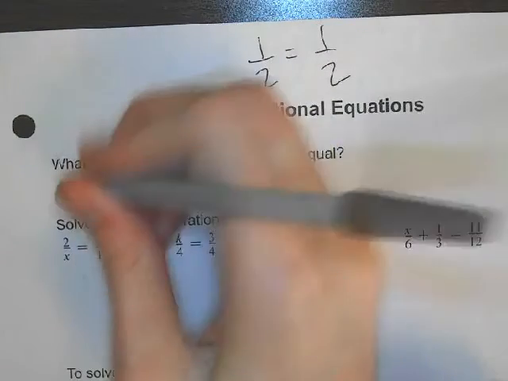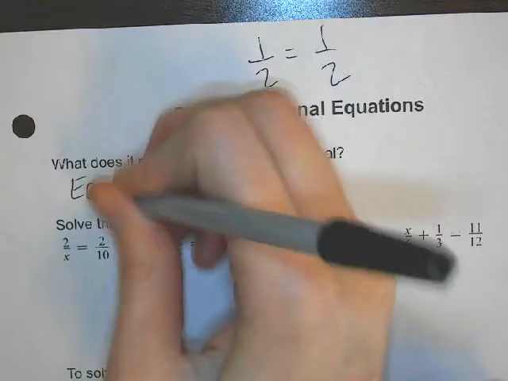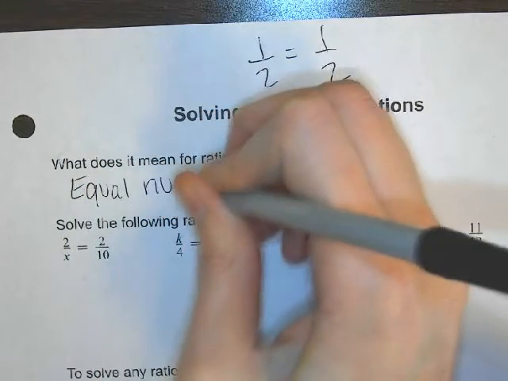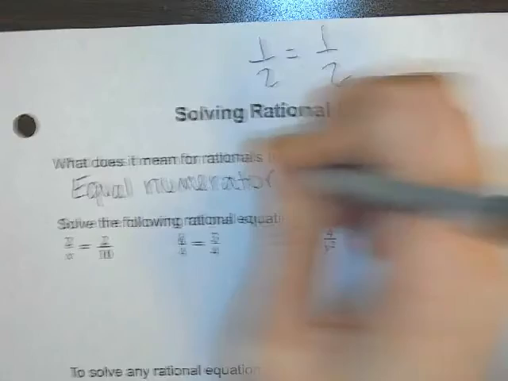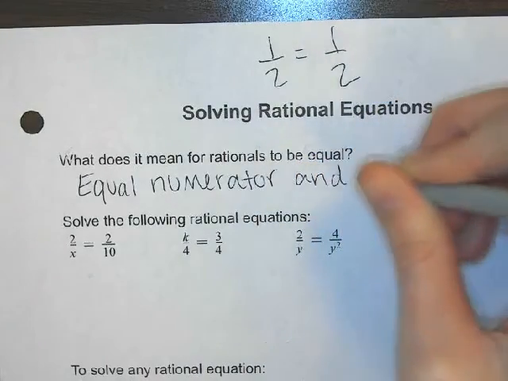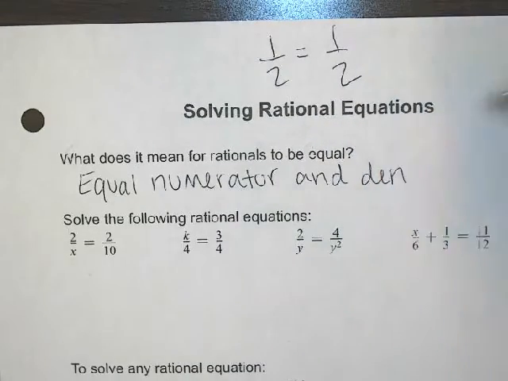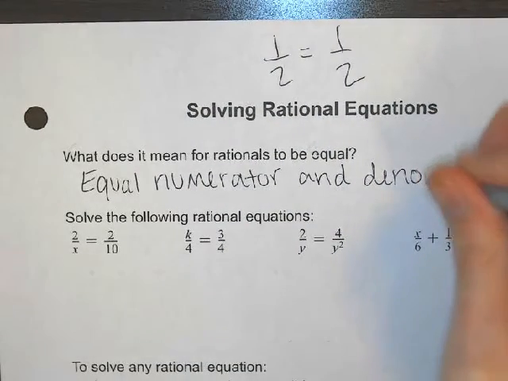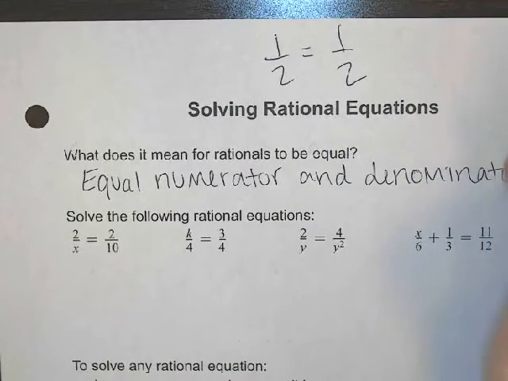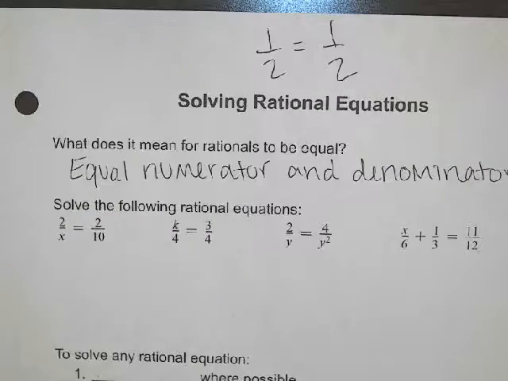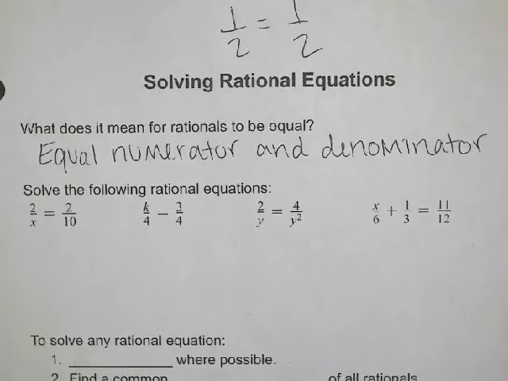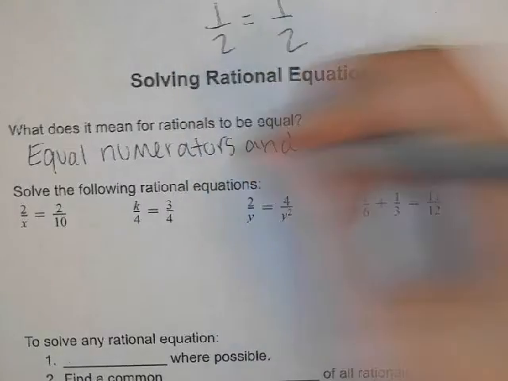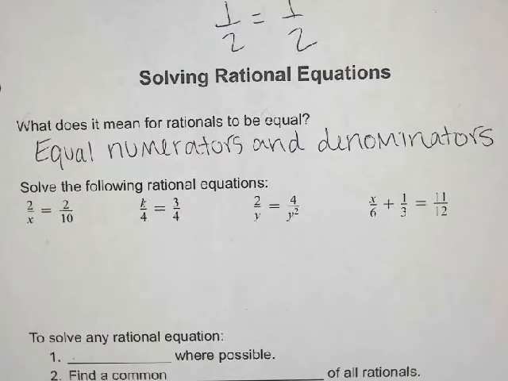So we have to have equal numerator and denominator. Because rational is what we use for fractions when we have expressions. That's what it means when they're equal. They have equal numerators and denominators. Sounds weird when you say it like that.